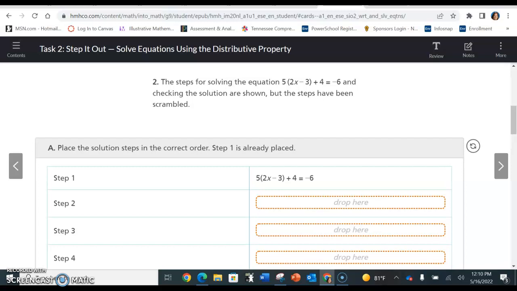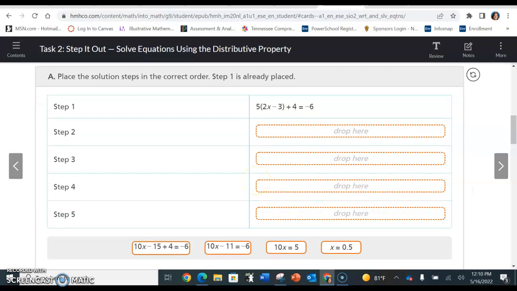All right, the steps for solving the equation and checking the solution are shown, but the steps have been scrambled. So the first thing we need to do is distribute the 5 inside of the parentheses. So they've got the equation here. Step 1, they wrote the equation down. And step 2, you're going to distribute.